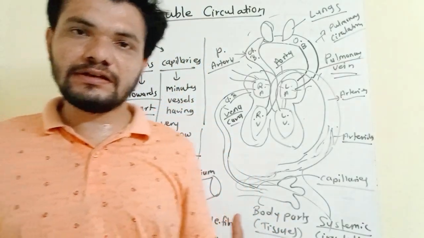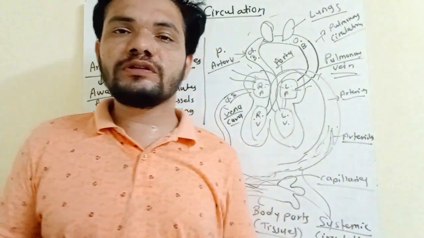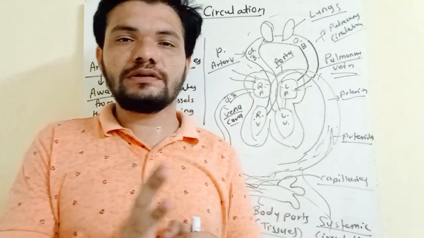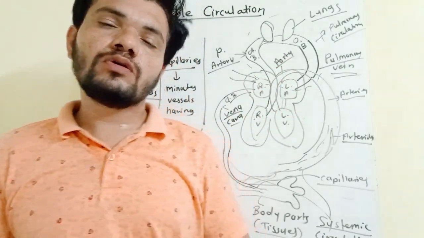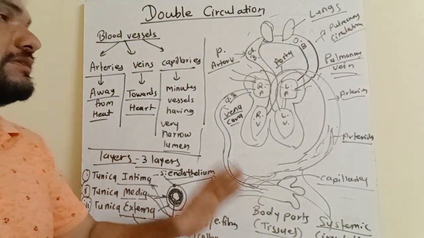There is another thing you have to remember: the coronary system, which transports the blood towards the muscles of the heart. It's called the coronary system. So these two things you should remember. This is the double circulation for you.